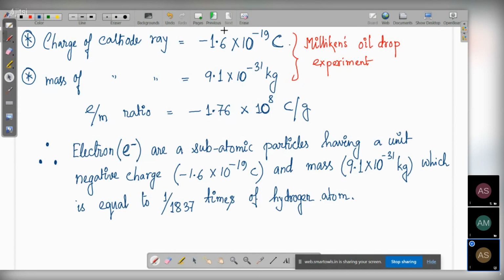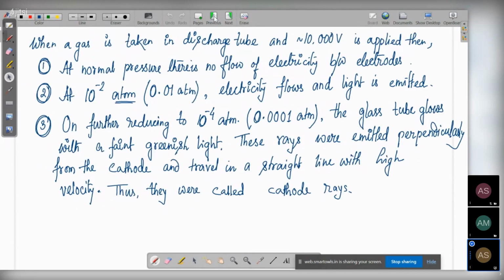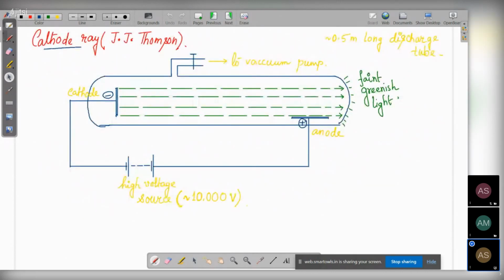So this is about your cathode. Okay. So is this entire topic about cathode rays clear to everyone? Yes, sir. Any doubts anywhere? No, sir.